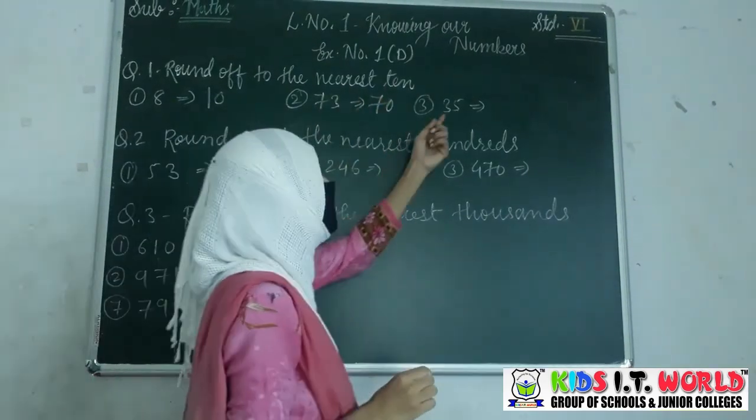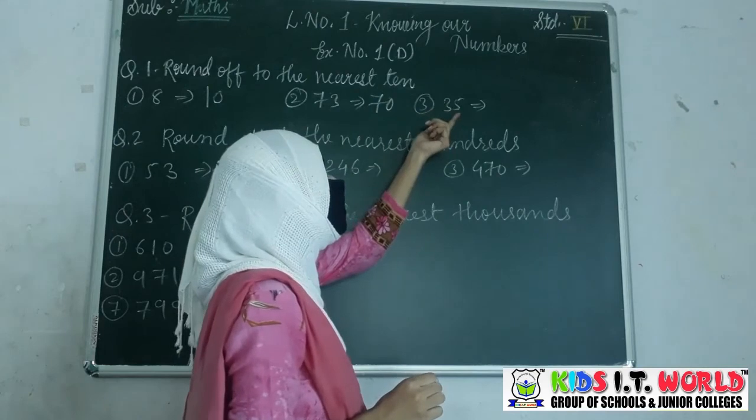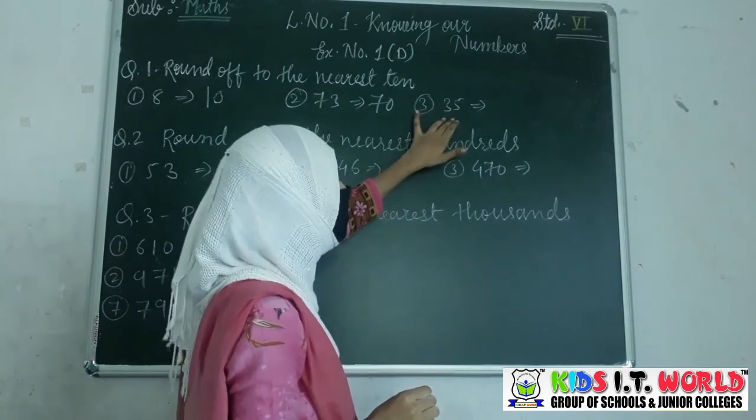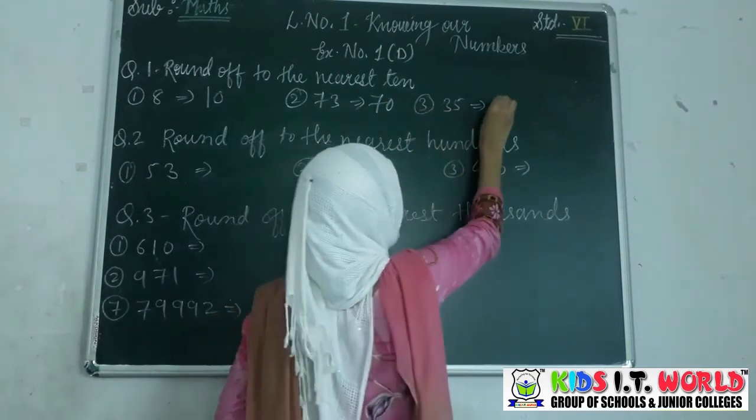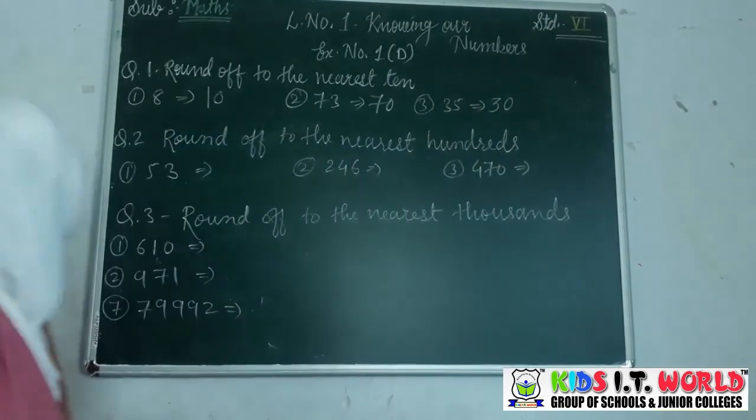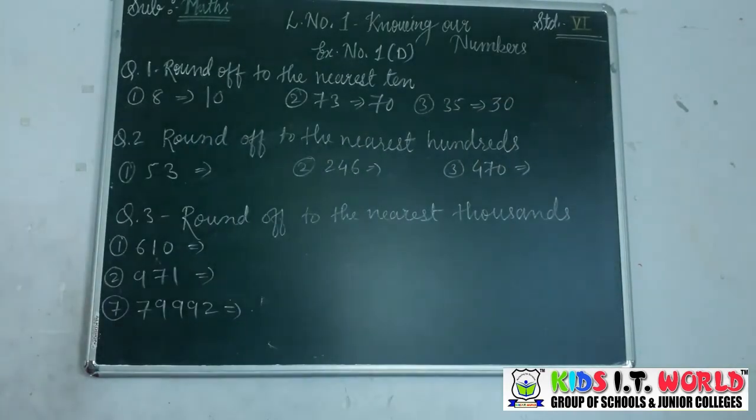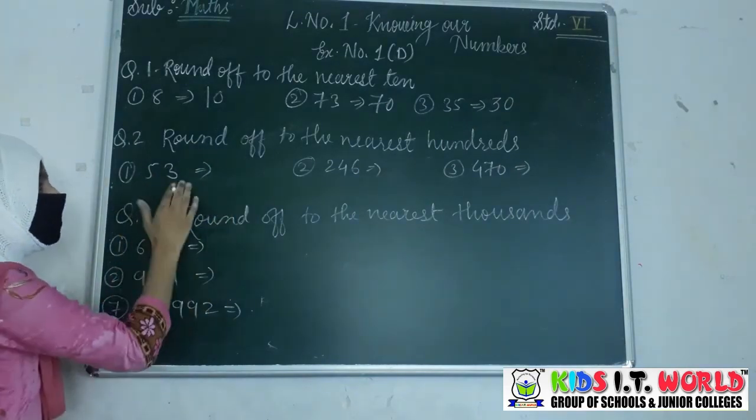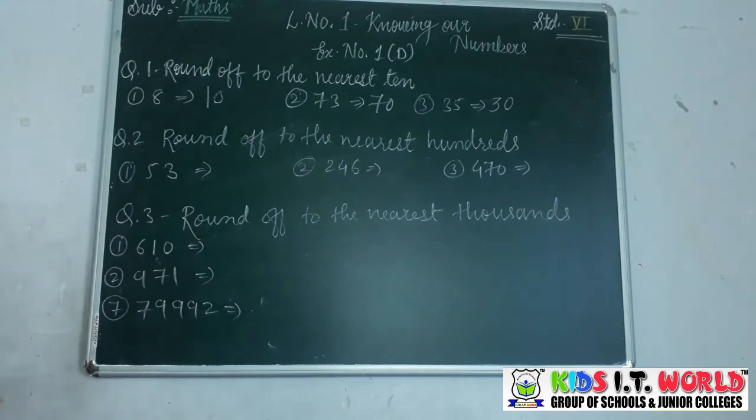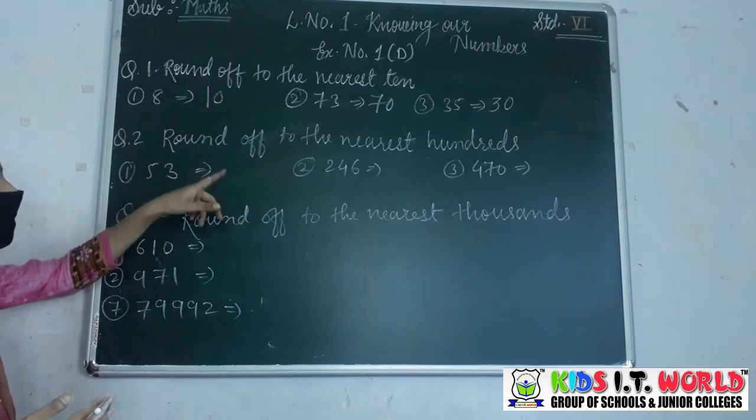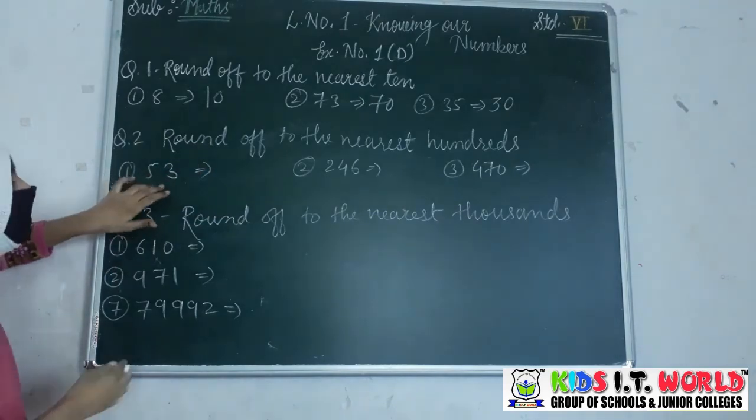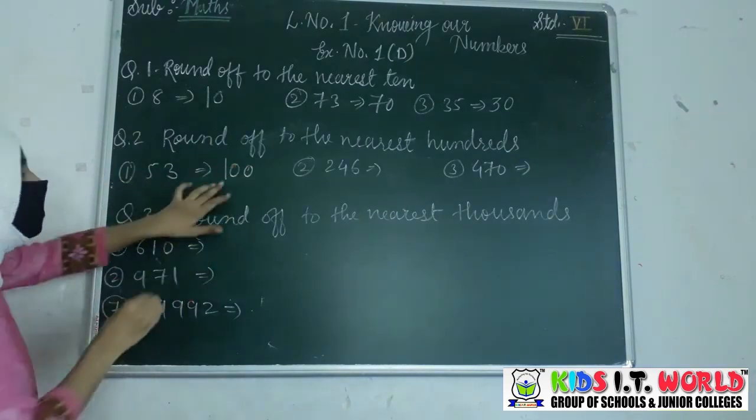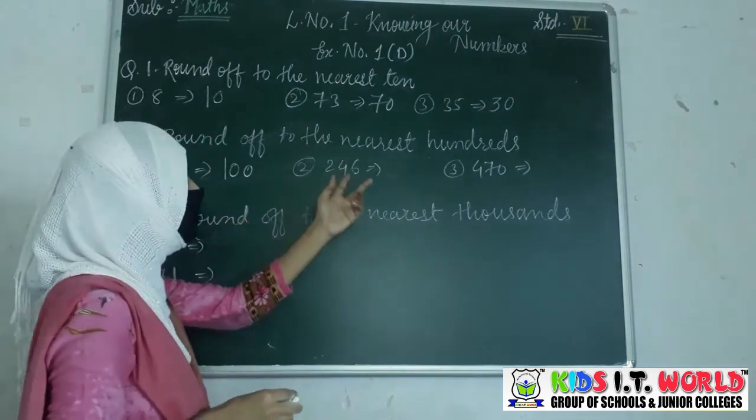Now the next, it is 35. The rounding of value, it will be 30 also right, and it is 40 also right. So we will write it 30. Now the same step you will follow for the rounding of value to the nearest hundreds. If it is greater than half, you will write the value which is coming after the given value. So here 53 is greater than the half, so it will be nearest to 100. It is 246.